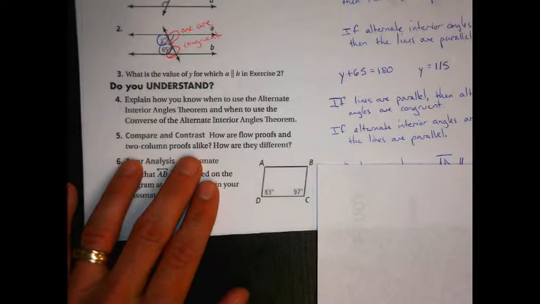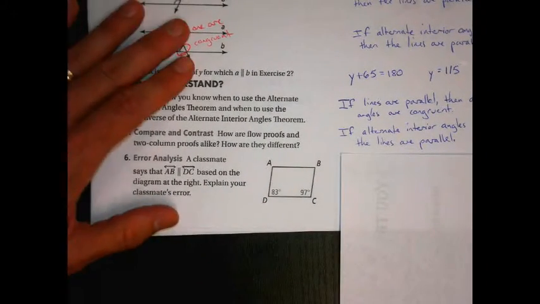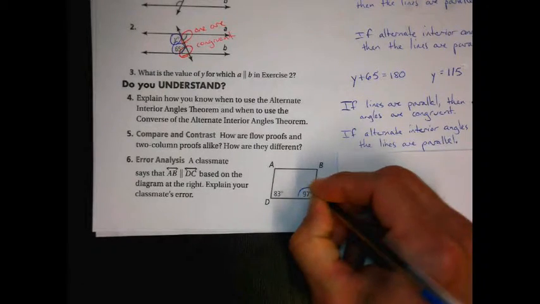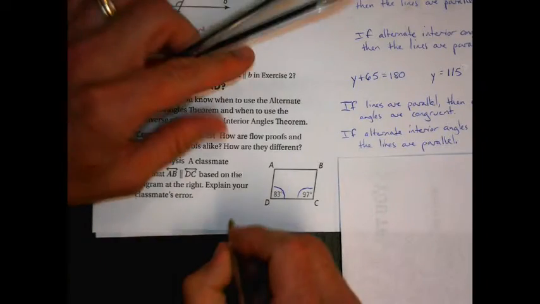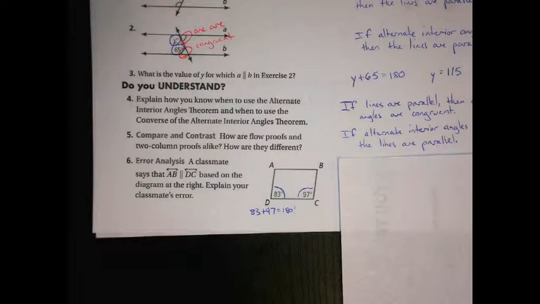How are flow proofs and two-column proofs alike and different? We've done that. And then number 6, error analysis. I like this question. A classmate says that line AB is parallel to line DC. Based on that diagram to the right, explain your classmate's error. So let's say this. What's going on with 97 and 83? Hopefully you know that 83 plus 97 is equal to 180. What does that mean? That means they're supplemental. If that's supplemental, how in the world are these going to be same side interior angles, right? That's what we need to know.